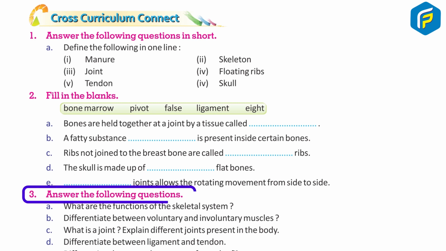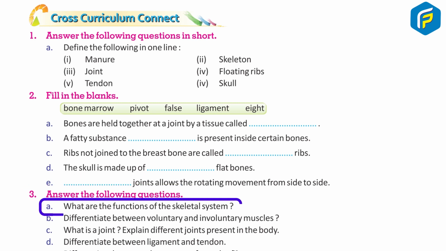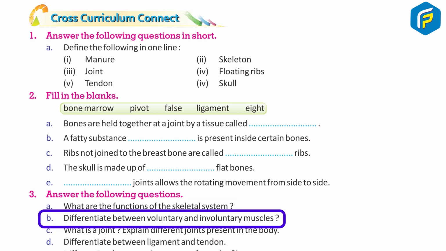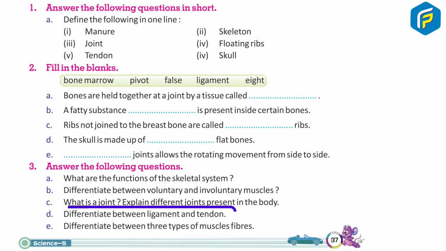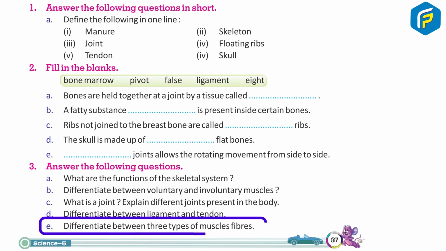3. Answer the following questions. A. What are the functions of the skeletal system? B. Differentiate between voluntary and involuntary muscles. C. What is a joint? Explain different joints present in the body. D. Differentiate between ligament and tendon. E. Differentiate between three types of muscle fibers.